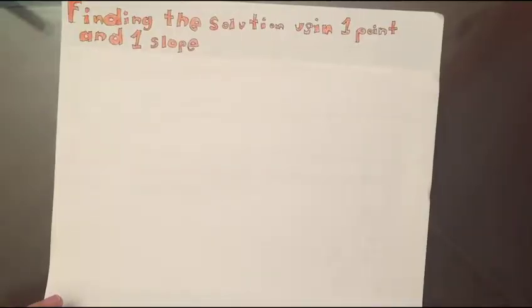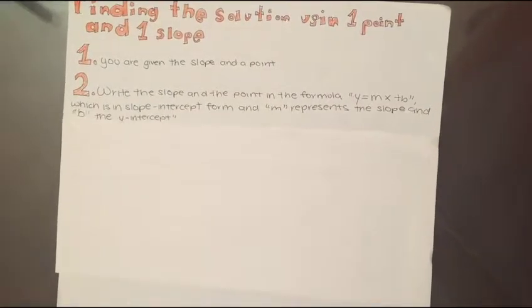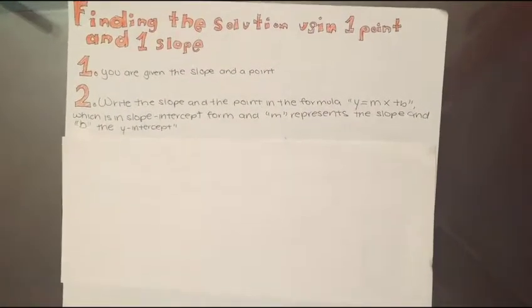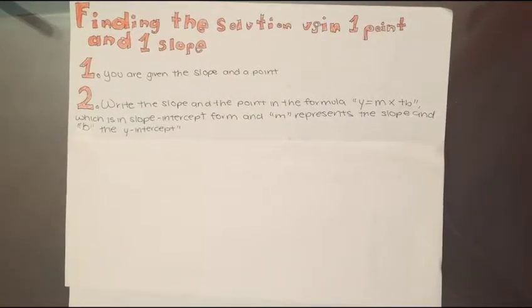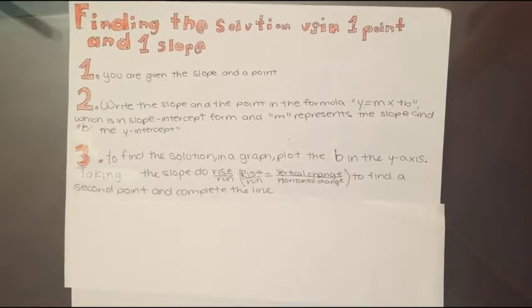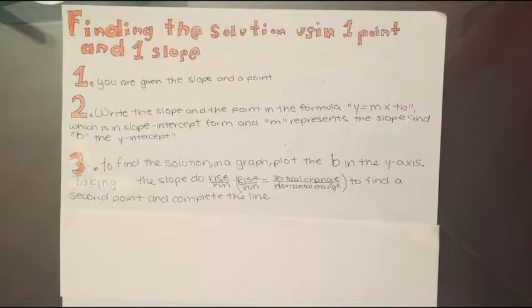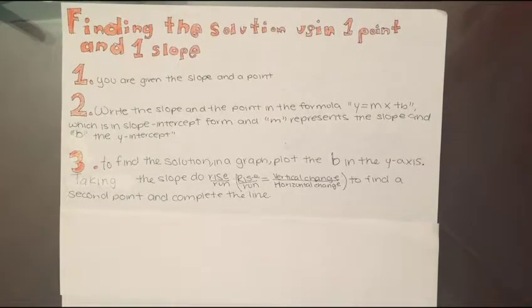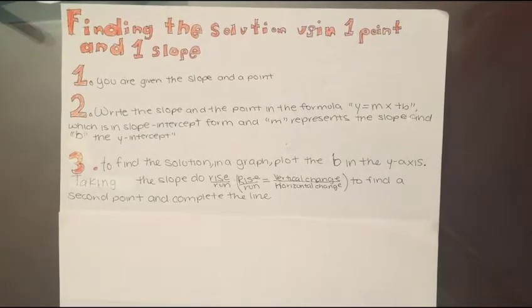Finding the solution given 1 point and 1 slope. First, you're given the slope and the point. Second, write the slope and the point in the formula y equals mx plus b, which is the slope-intercept form, and m represents the slope and b the y-intercept. To find the solution in a graph, plot b in the y-axis. Taking the slope to rise over run. Rise over run equals vertical change over horizontal change. To find the second point and complete the line.